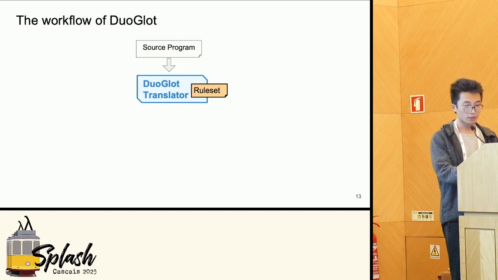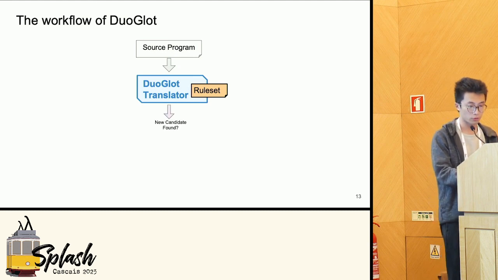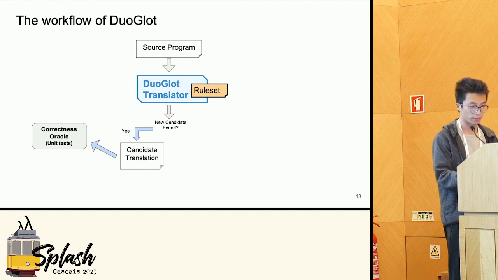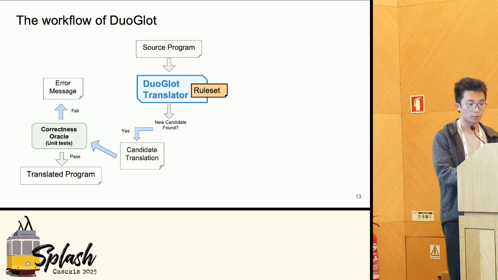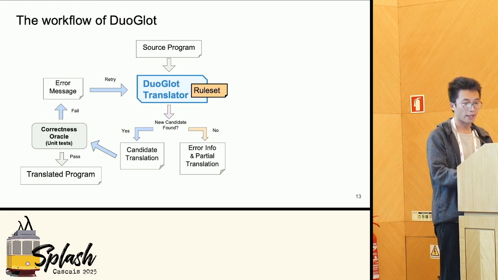So now let us look at the workflow of using the DuoGlot code translator. Given a rule set, DuoGlot will try to use these rules to come up with a candidate translation. The translation will be checked by a tester. If the translation passes the test, the candidate translation is output as a translated program. Otherwise, the error message will be fed back to the DuoGlot translator. The translator might keep trying to find candidate translations, and when it fails to find a new one, the error information and the partial translation are provided to the user instead.